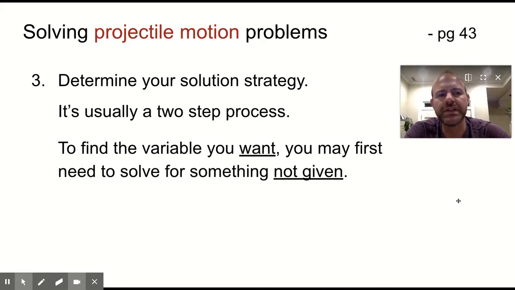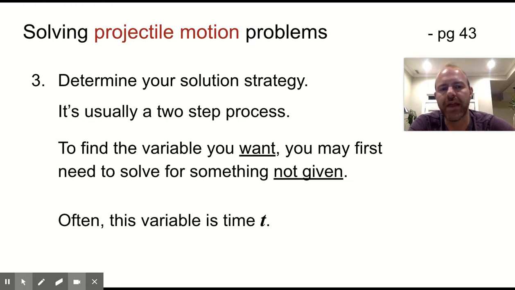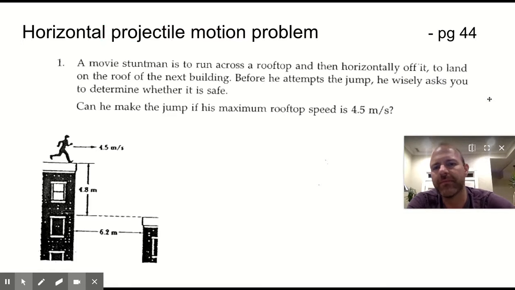Usually, we first need to use information given to find time, which is what we're often not given, and then convert that in the other set of problems to the variable we actually want to solve for. So, movie stuntman problem: he is going to run across a rooftop horizontally, not jumping on a trampoline or anything to launch himself upward, and land on the roof of the building next door. Before the jump, we're checking to make sure it's safe based on the running speed of 4.5 meters per second. Can he make this jump?